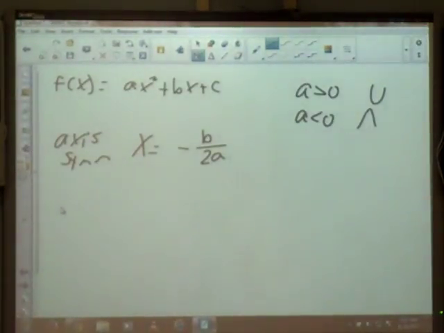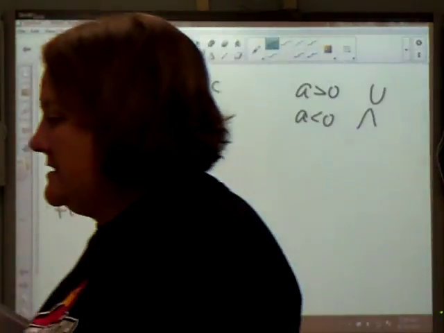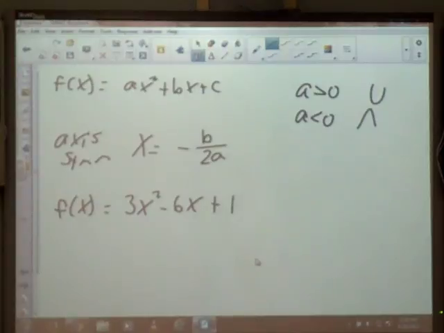Alright, let's say I have f of x, I'm going to do one here, equal to 3x squared minus 6x plus 1. That's in standard form because it's an ax squared, a bx, a c. We have some number in the a spot, some number in the b spot, and some number in the c spot. The directions ask us to graph it and label the vertex and the axis of symmetry. So I want to find the vertex and the axis of symmetry first before I worry about a graph. To find the axis of symmetry, we have to know what our b and our a are.